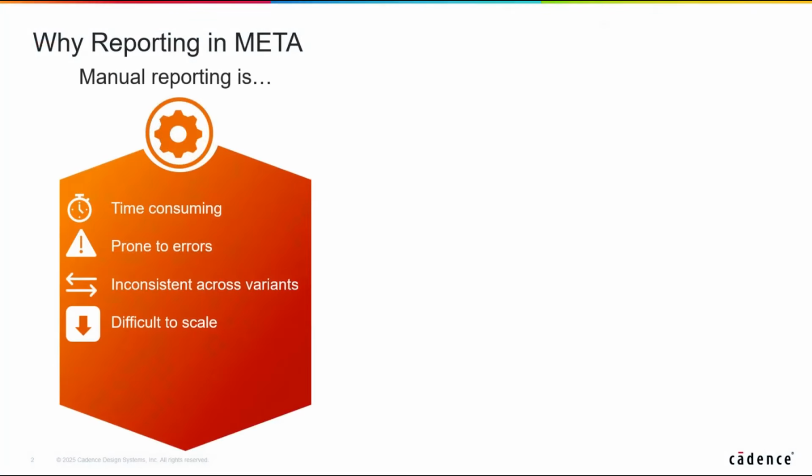On the left, you see the reality of manual reporting. It's time-consuming. After every simulation, you have to capture images, paste them into slides, and update numbers by hand. It's prone to errors. Copying values across different tools makes it easy to make a mistake. It's inconsistent across variants, especially when you're managing many models or team members. And finally, it's hard to scale. If you're running 10 simulations, generating 10 consistent reports by hand becomes a full-time job.